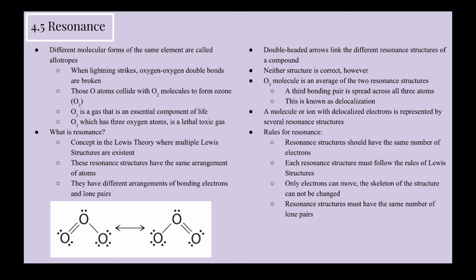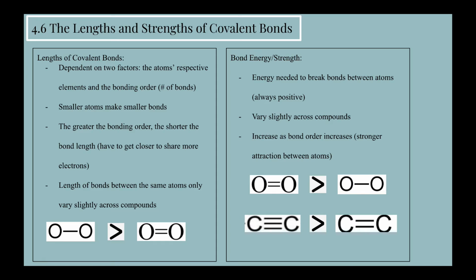Here are the rules for resonance. Resonance structures should have the same number of electrons. Each resonance structure must follow the rules of Lewis structures. When writing resonance, only electrons can move, so the skeleton of the structure cannot be altered. And lastly, resonance structures must have the same number of lone pairs.